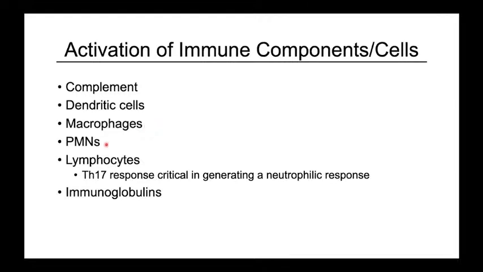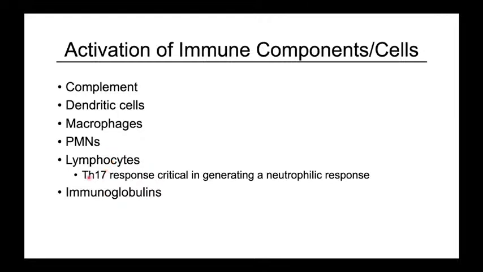Polymorphonuclear cells, your neutrophils, usually would cause phagocytosis and killing just like the macrophages. Then we activate the adaptive immune cells, these are the T cells and the B cells. So we know the B cells would produce antibodies. We know what the antibodies do.